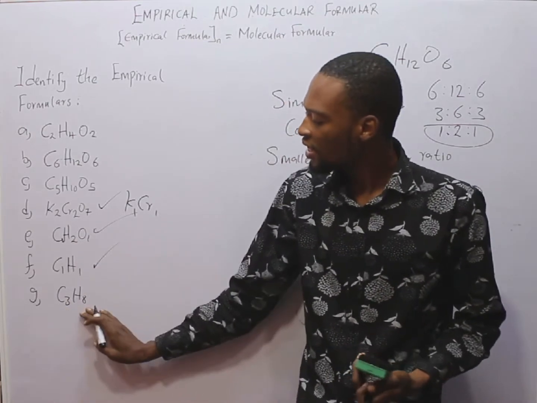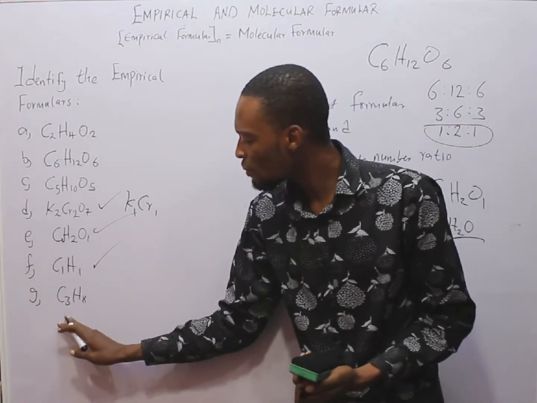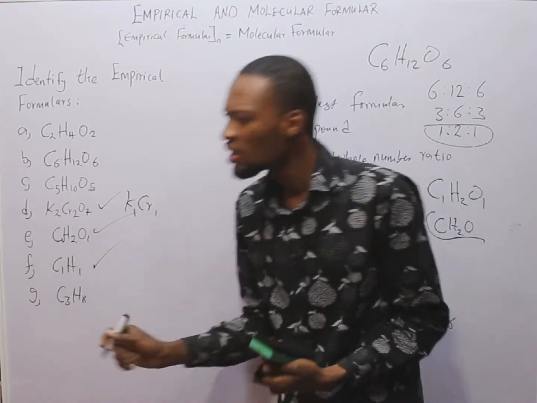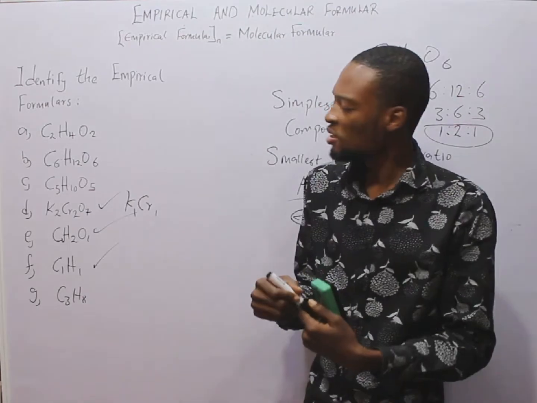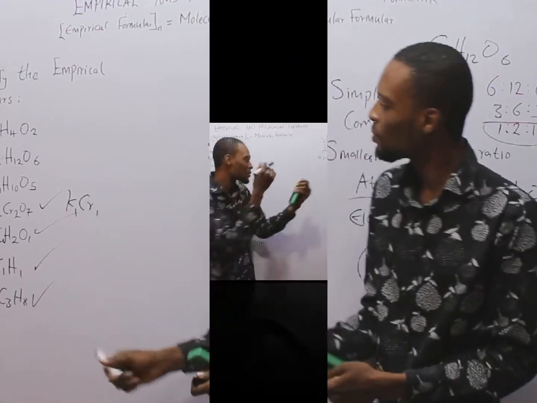How about C3H8? There is nothing you can use to break them down. If you say 3 divided by 3 is 1, 8 divided by 3, there will be a decimal point. So since there is nothing you can do to put it in a simpler ratio, then this is an empirical formula.